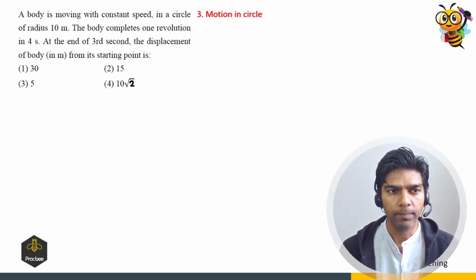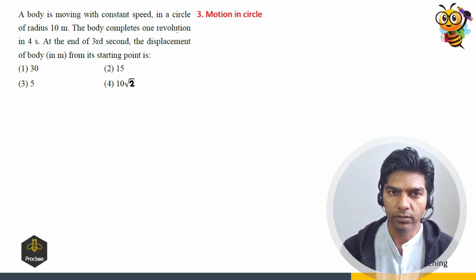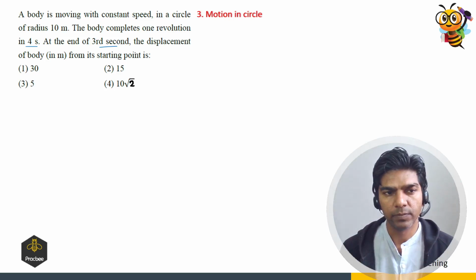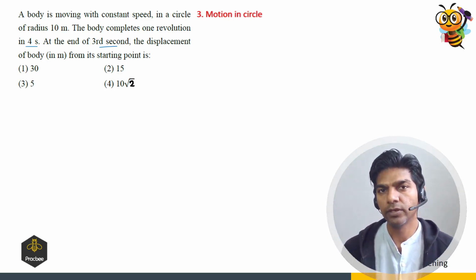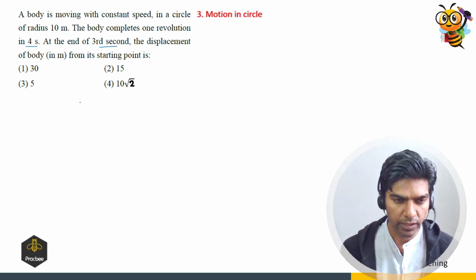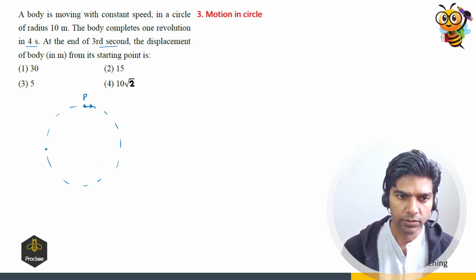Now let us see this question. A body is moving with a constant speed in a circle of radius 10 meters. The body completes one revolution in 4 seconds. At the end of the third second, find the displacement of the body. If the body completes one full revolution in 4 seconds, then in 3 seconds it will have completed 3/4 of a revolution. Again, it is based on the last question. If this is the circular path and the particle starts, say, from point P and it is moving uniformly, that will be the 3/4 rotation, right? So it is going like this.